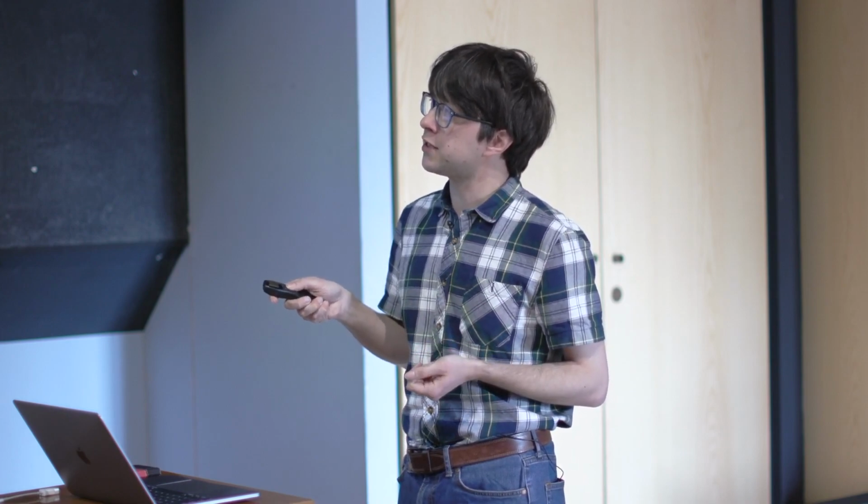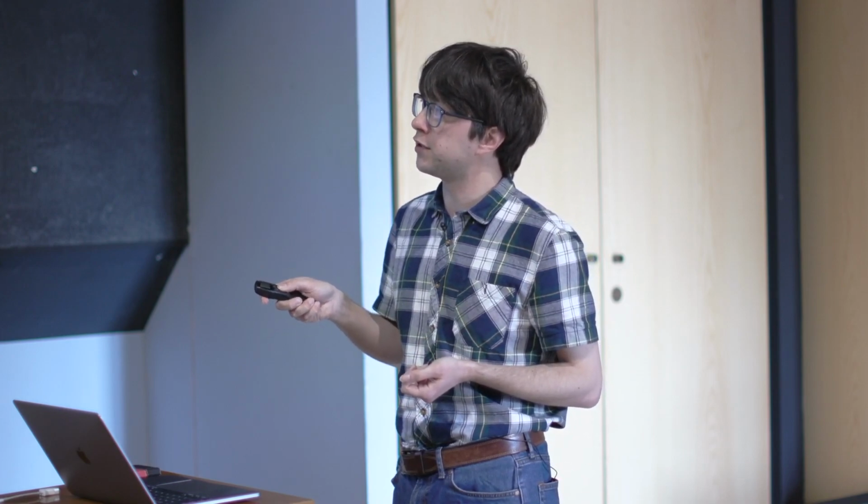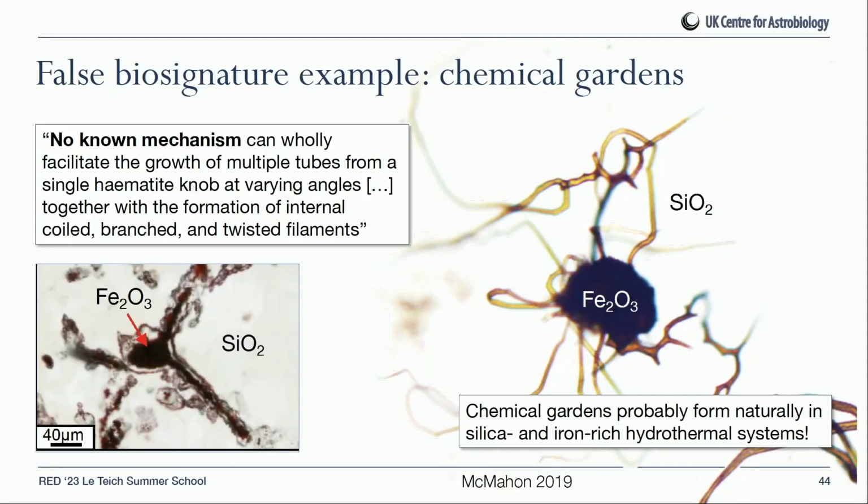And you can see that a lot of them have this kind of central knob, and then you've got these filaments coming out of it. And they argued that no known mechanism can facilitate the growth of multiple tubes from a single hematite knob, that's iron oxide, at varying angles, like you see here, together with the formation of internal coiled, branched and twisted filaments. So what they're saying is there's no known non-biological process that could make this kind of structure.